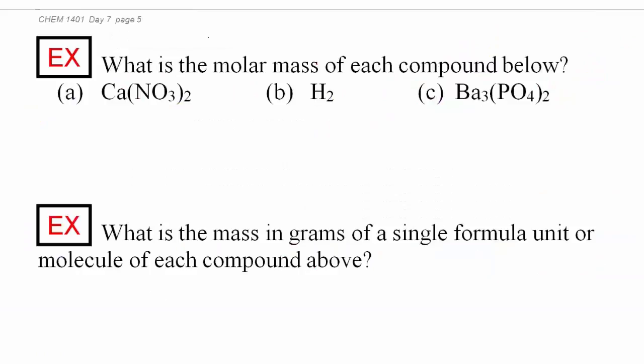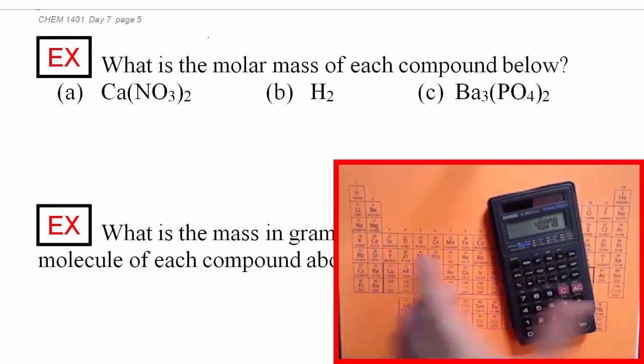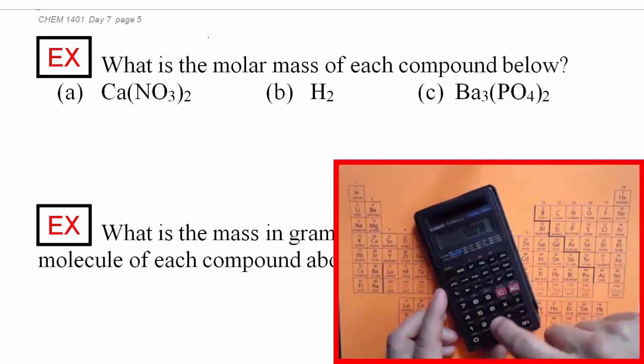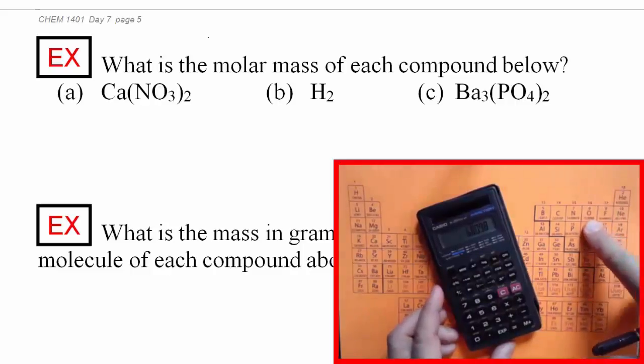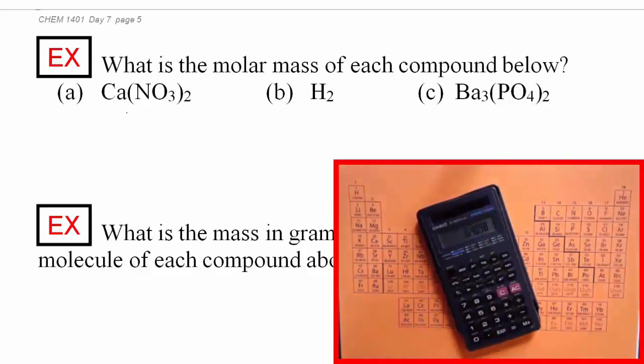What is the molar mass of each compound below? Remember, the game plan is just to add up the molar mass of each element in the compound, and you'll get the molar mass of the compound. Let's go ahead and try it. So the first one is calcium nitrate. We have to add up a calcium, which is 40.078, plus 2 nitrogens. Nitrogen is about 14.01, plus 2 times 14.01, plus 6 oxygens. 6 times 16, about 164 grams of calcium nitrate per mole of calcium nitrate.